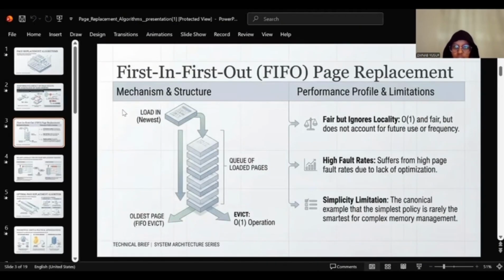Fast in, fast out, the FIFO page replacement. FIFO is the simplest algorithm. It evicts the oldest page first using a queue. It's fair and fast to implement, but it ignores locality. It doesn't care how recently a page was used. As a result, FIFO often causes high fault rates and is rarely used in practice for performance-critical systems.